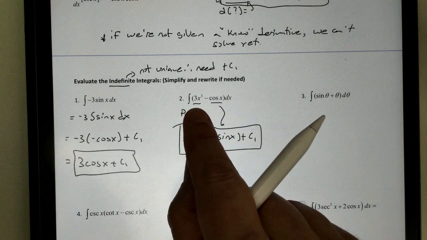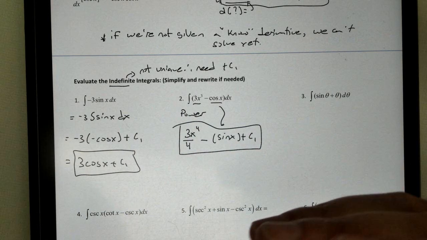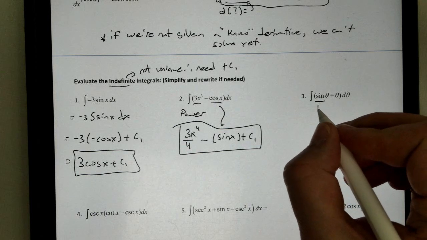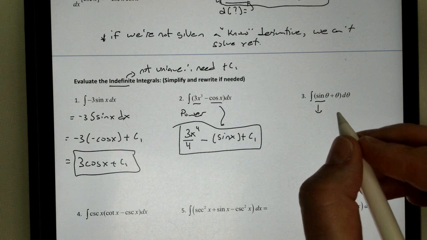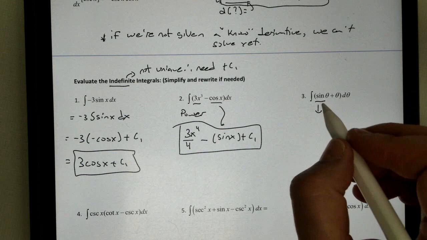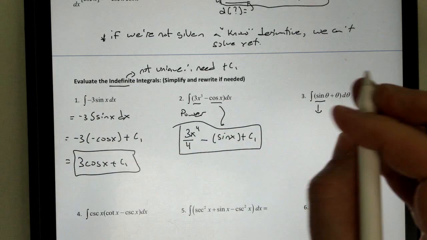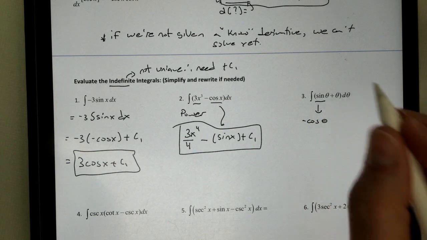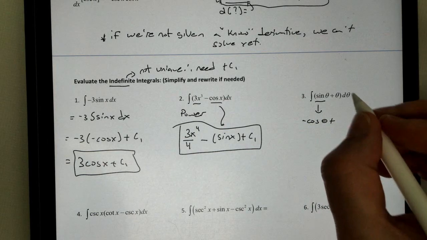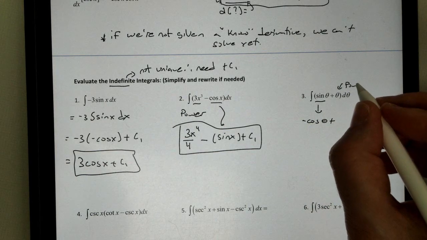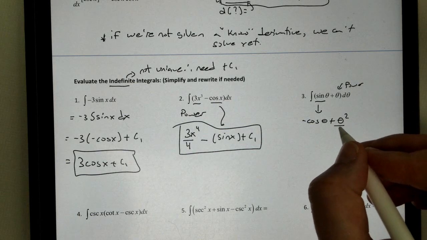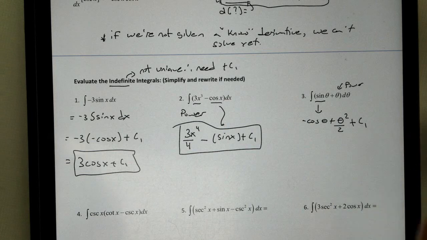So notice here I didn't split my integral up like we did yesterday. You don't have to all the time. Over here, what function's derivative is sine? Well, again, that is negative cosine. We saw that over here. So this is negative cosine theta. If you don't like theta, change them to x's. Plus, this again is our power rule, theta squared over 2 plus c.